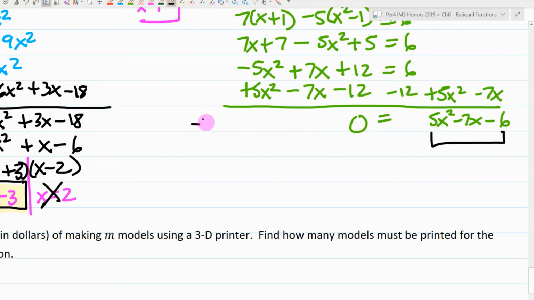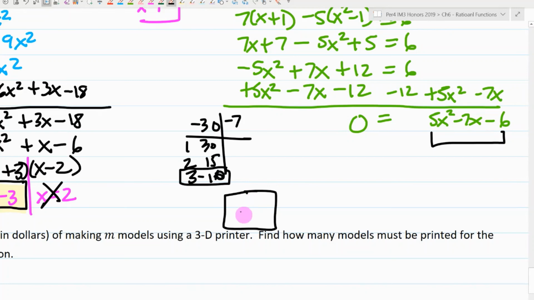So factors of negative 30, they give us negative 7 in the middle. So 1 times 30, 2 times 15, 3 times 10. So 3 times 10 is going to work. Let's use the box method. So we have the 5x squared first. Then the middle number comes from these two. So plus 3x minus 10x, these two numbers. And then we have a minus 6.